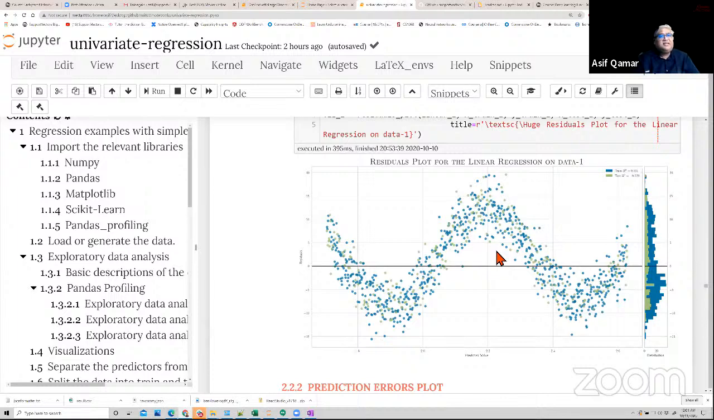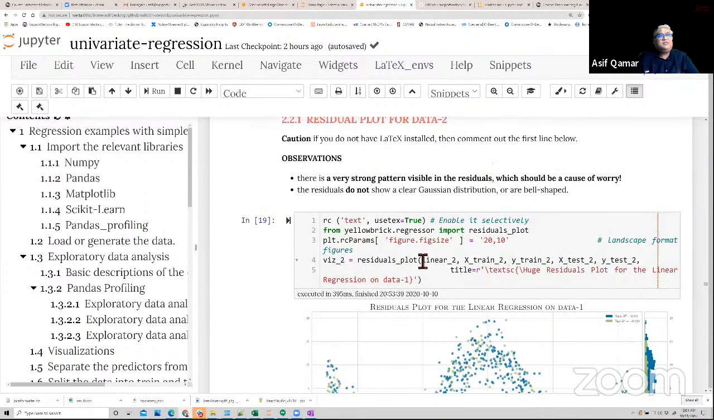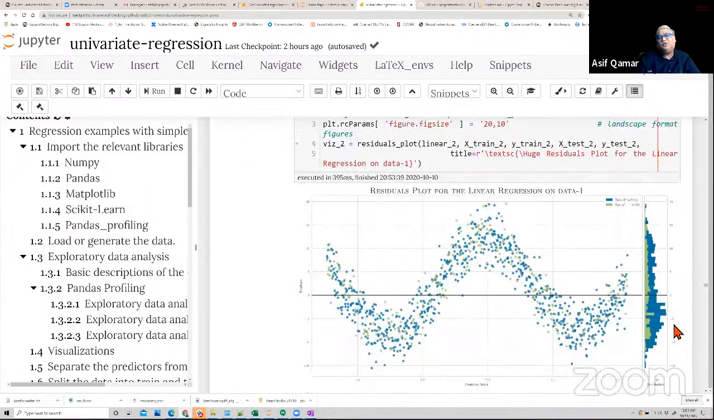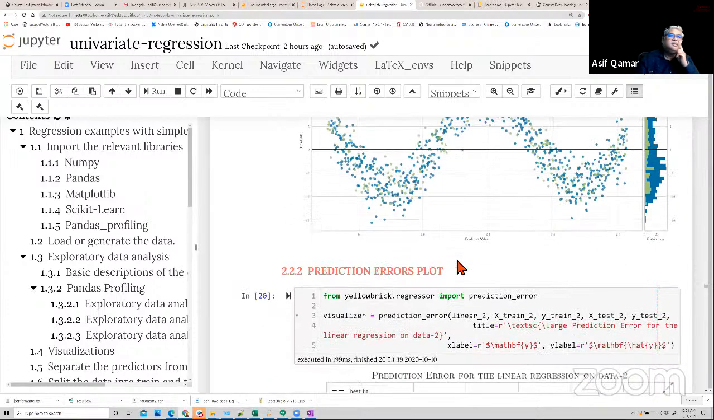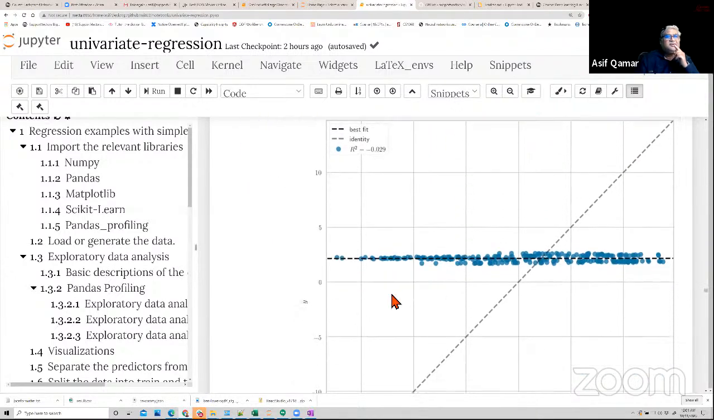So the net result is you become very suspicious. So I put some notes here. There is a very strong pattern visible in the residuals, which should caution you, right? The second is, does it look like a nice smooth bell curve? It doesn't. There are bigger hills on this side and smaller, flatter hills on this side, right? So it doesn't quite look like a bell curve for some reason. It's skewed.